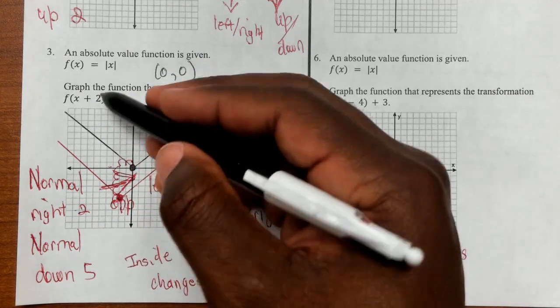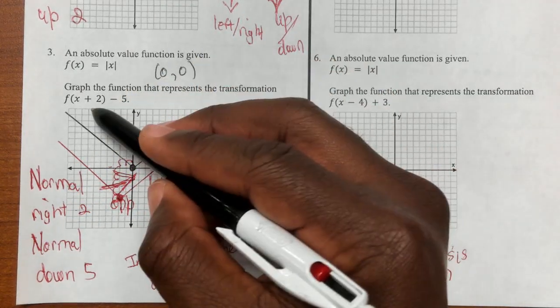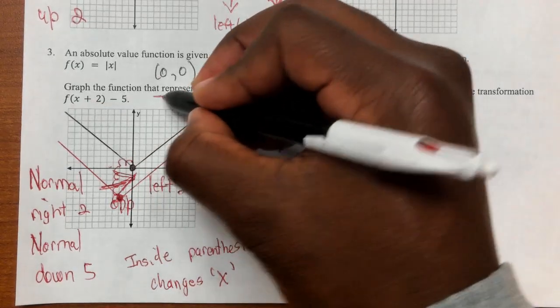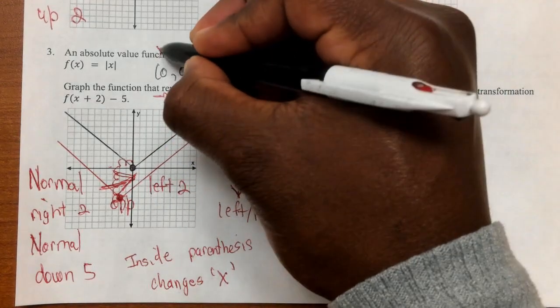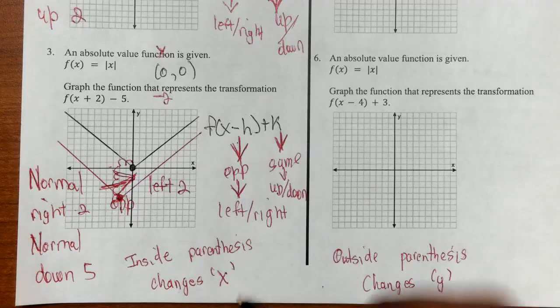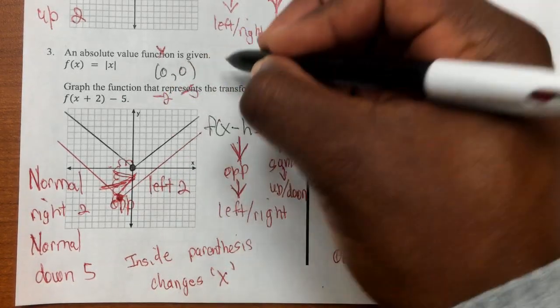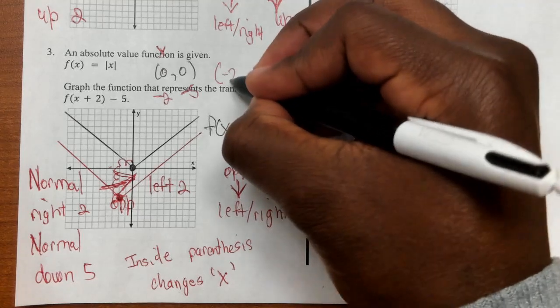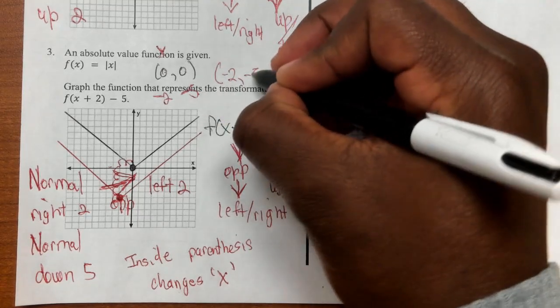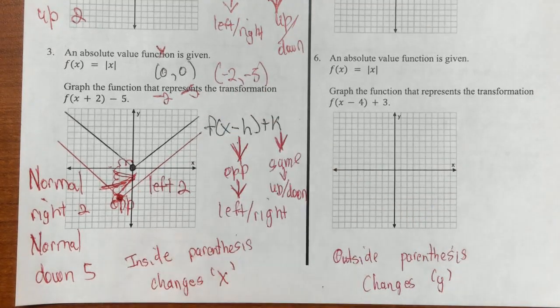And again, you could change it with the coordinate. So here you do the opposite of adding 2. So subtract 2 from your x, because the inside number, inside the parentheses, changes x, and then the outside number changes y. So I subtract 5 because I do the same as that. 0 minus 2 is negative 2, and 0 minus 5 is negative 5. This is the coordinate negative 2, negative 5.